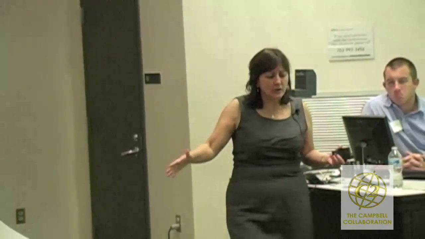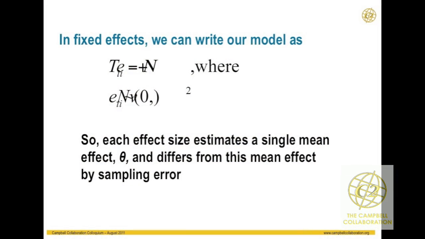So in shorthand form, we can write our two models in this way. If we have an effect size T, this is for the fixed effect model now. Remember that in the fixed effect model we were interested in that common mean, which I called theta. So we have theta there. And each of our estimates of effect size is going to vary from that common mean because of sampling error. And so our error term, E, is distributed normally with a mean of 0 and our sampling variation, V sub i. Okay.